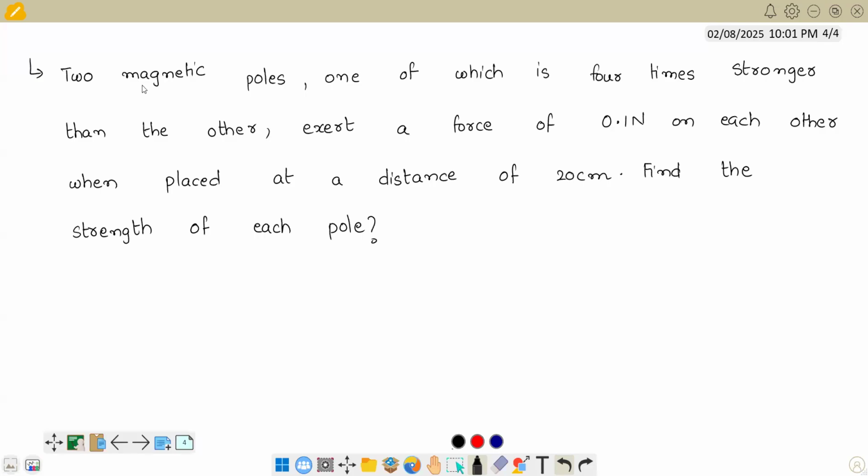The question says: two magnetic poles, one of which is 4 times stronger than the other, exert a force of 0.1 Newton on each other when placed at a distance of 20 centimeters. Find the strength of each pole. Now let us try to solve it.